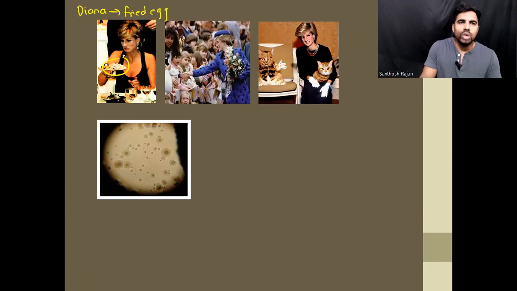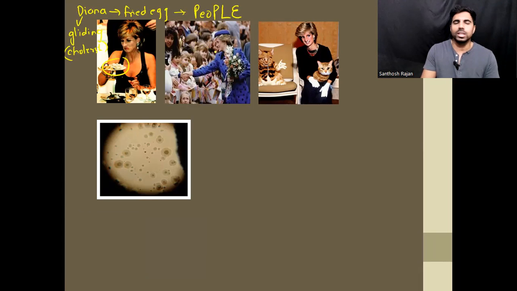Oh, before that, look at her. She's glowing. Her skin is so gliding, you know, so gliding. She has some healthy cholesterol in her skin. So her skin is gliding, glowing. And then she loves fried egg. She's trying to eat fried egg. And look at her. She loves people, P-E-O-P-L-E. She always goes and meets them, talks to make them happy. And her favorite animal was a cat. Wow, I love this, right?